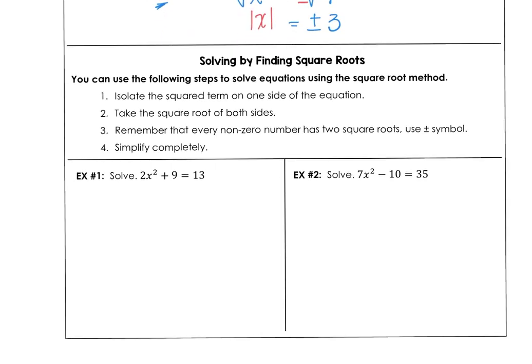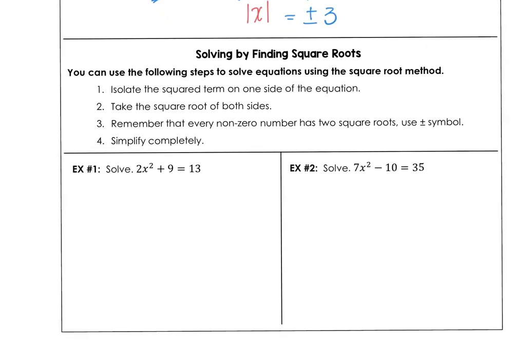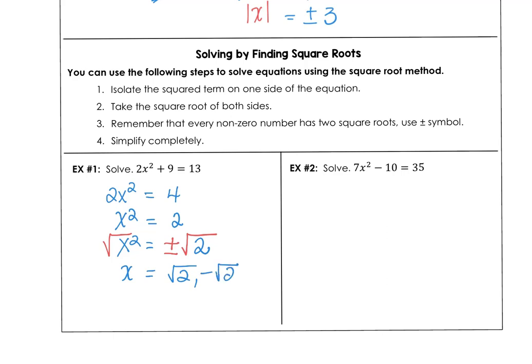So when solving by square roots, we isolate the squared term, 2x squared, by itself, by subtracting 9 from 13, and then divide by 2. Then we can take the square root of the left and both the positive and negative square root of the right. So the square root of x squared is x, and the square root of 2 is either positive square root of 2 or negative square root of 2, which is about 1.4.